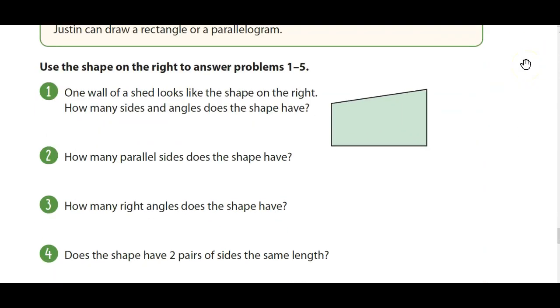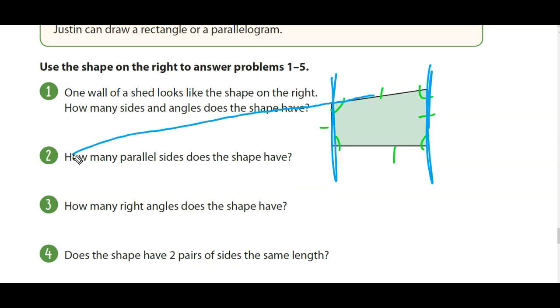It says one wall of a shed looks like the shape on the right. How many sides and angles does the shape have? Well, it has 4 sides and 4 angles. How many parallel sides does the shape have? It actually only has one pair. This side is parallel to this side. The other two don't, because if I keep going all the way across like this, eventually the lines will cross.